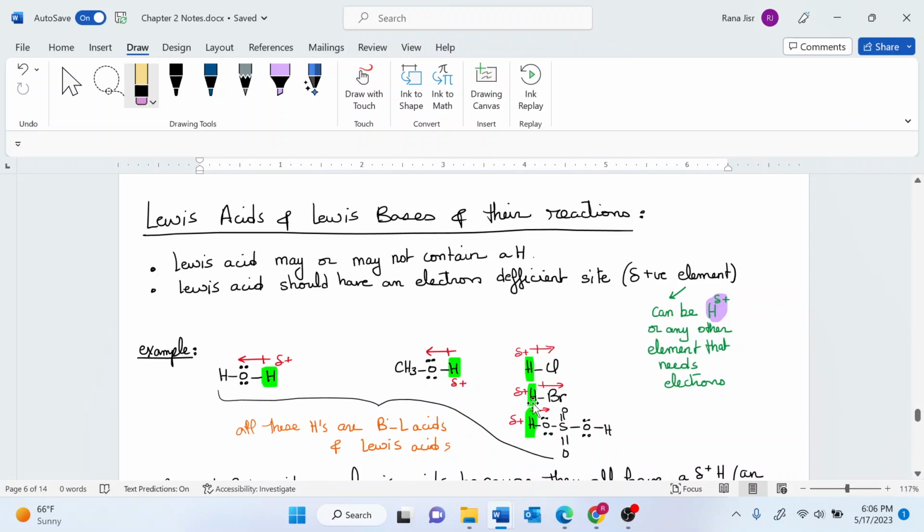All of these examples that you're seeing here are also examples of Bronsted and Lowry acids. We've talked about those to be Bronsted and Lowry acids. By definition, a Bronsted and Lowry acid is an acid that should have a hydrogen, and its hydrogen is electron deficient. These also are Lewis acids because this electron deficient hydrogen lacks electrons.